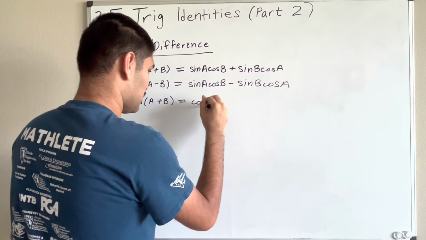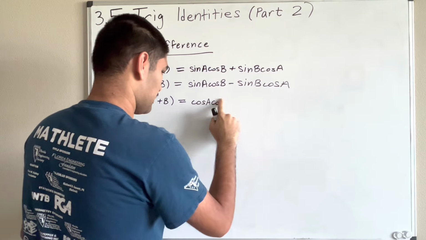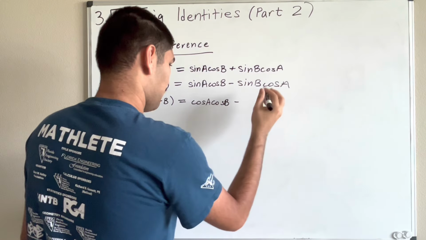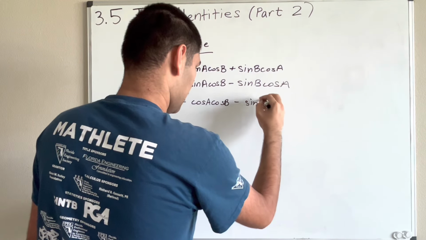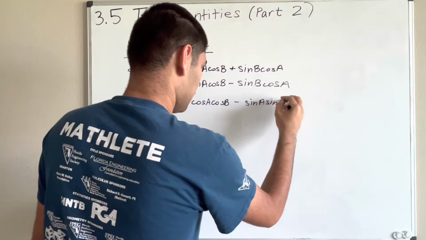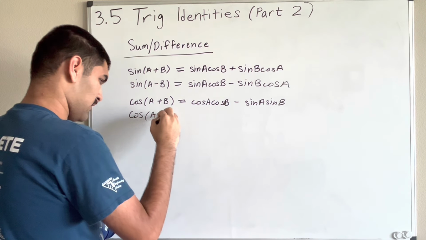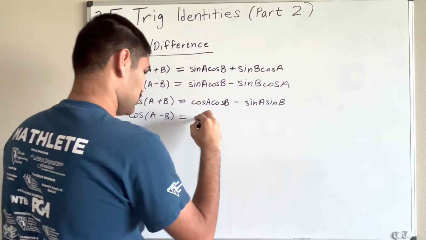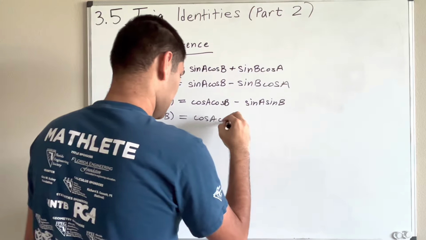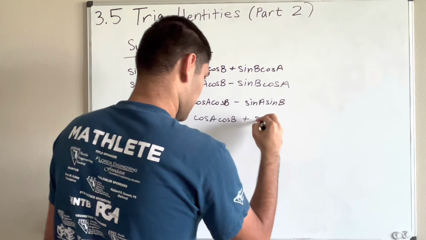Okay, so that's for sine, and then for cosine, we have cosine of a plus b is equal to cosine a cosine b minus sine a sine b. And then cosine of a minus b is equal to cosine a cosine b plus sine a sine b.